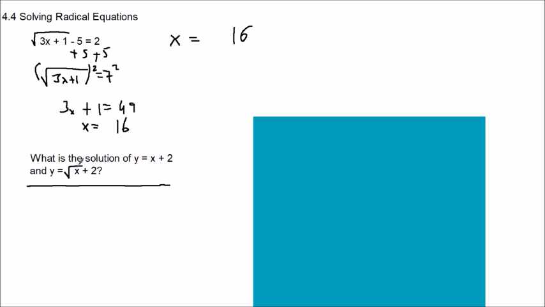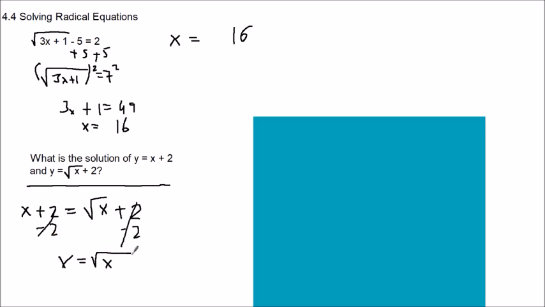Now next, what's the solution of y equals x plus 2 and y equals the square root of x plus 2? Now they're both equal to y. Since they're both equal to y, you can do x plus 2 equals the square root of x plus 2, because they're both on the same graph. So you can subtract 2, and then x is equal to the square root of x.